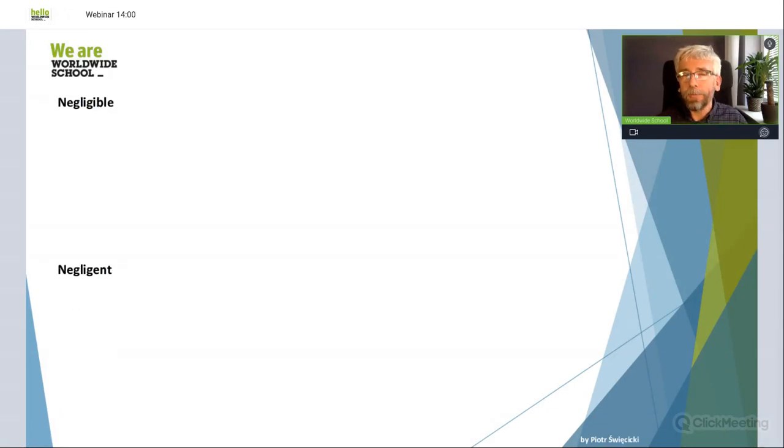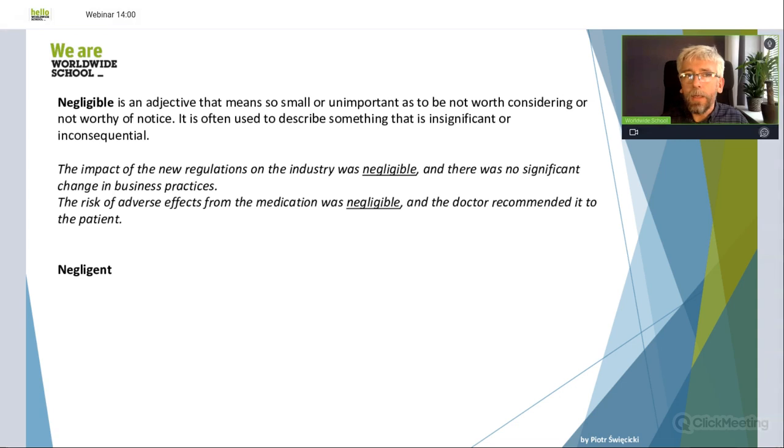Okay, I have to hurry up. Negligible versus negligent. Negligent and negligible. They are both related to the word neglect. Zaniedbanie. So negligible is an adjective that means so small or unimportant as to be not worth considering or not worth notice. It's negligible.